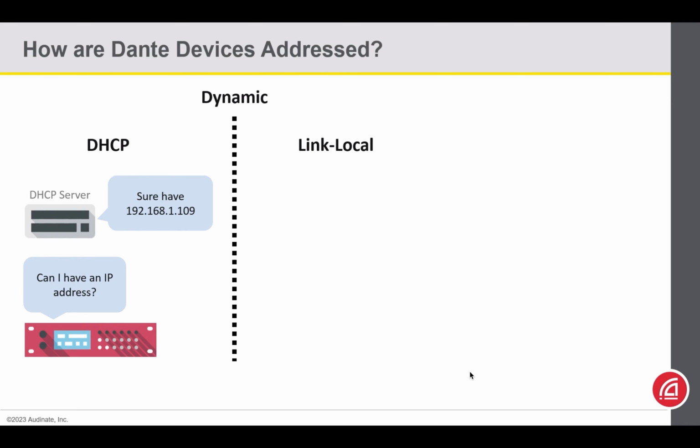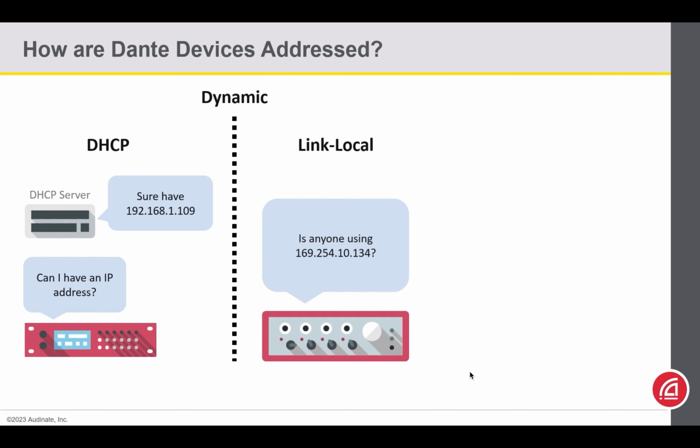The other way devices can be addressed, which we also saw in Level 2, was via link local. The devices pick an address in the 169.254.0.0 to 169.254.255.255 range. This is done through a process called APIPA, or Automatic Private IP Addressing. The device then sends an ARP request on the network to make sure it's not already being used.